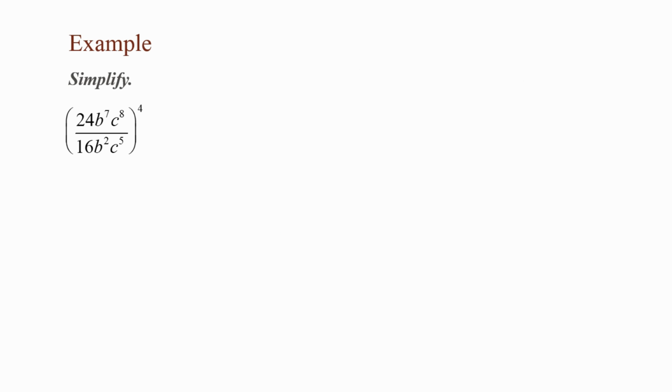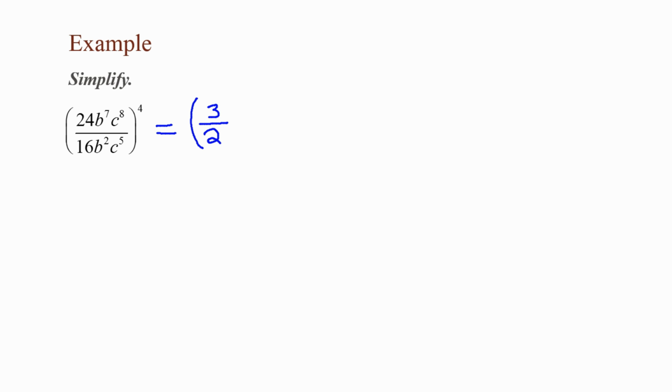In this example, simplify, parenthesis, 24b to the 7th, c to the 8th, divided by 16, b to the 2nd, c to the 5th, all to the 4th power. Follow order of operations. Simplify your parentheses, then the exponent. While 24 and 16 don't divide evenly, both 24 and 16 have a factor of 8. So if I cancel out the 8's, 24 divided by 8 is 3. 16 divided by 8 is 2.